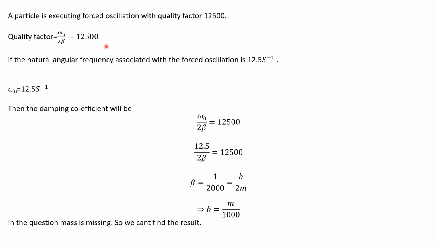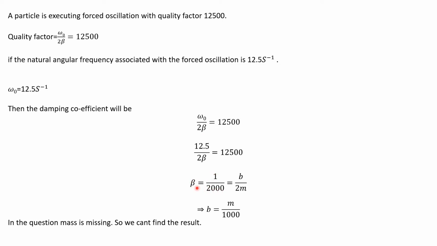So in the question it has been given that quality factor is equal to 12500. We know the formula, that is omega naught by 2 beta. Again omega naught is given as 12.5 second inverse, that is the natural angular frequency. So by putting this value we can find that beta is coming out to be 1 by 2000.